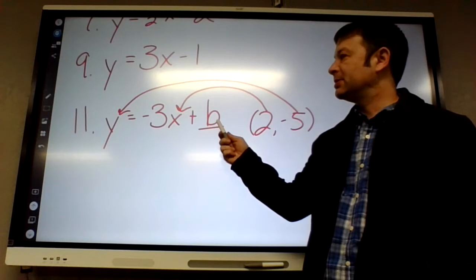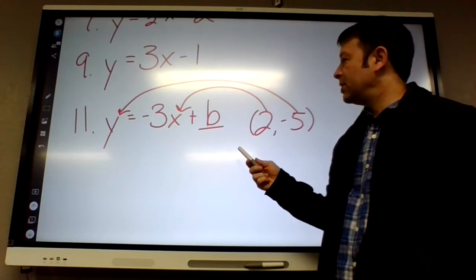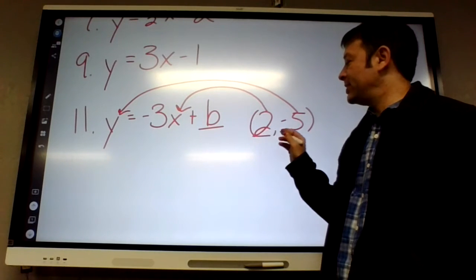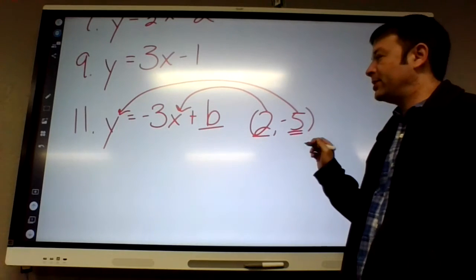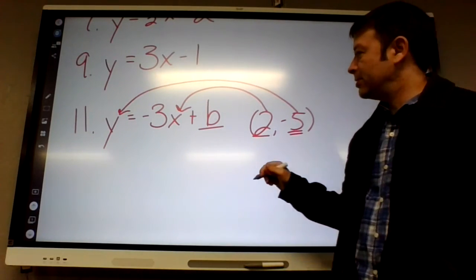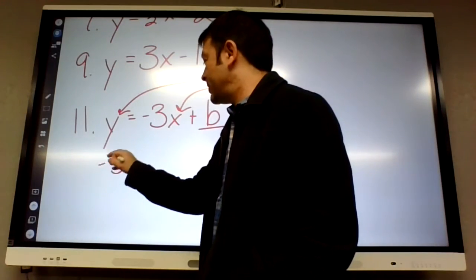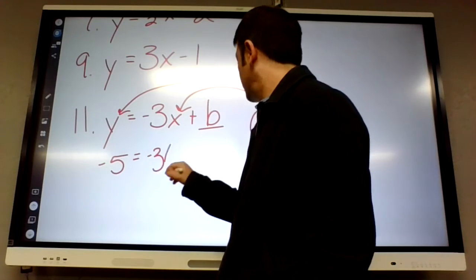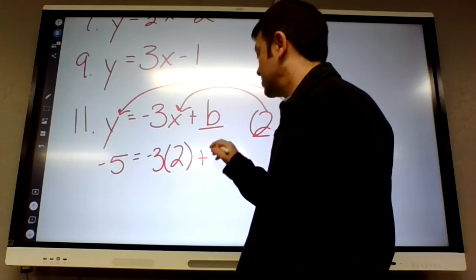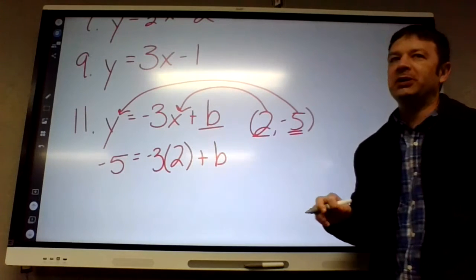So could you switch negative 5 and 2? No. The first one has to be the x, the second one has to be the y. That order matters. So if I put in those numbers, negative 5 for y, 2 for x, and then solve this for b.